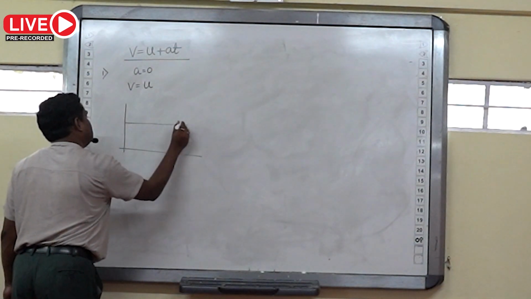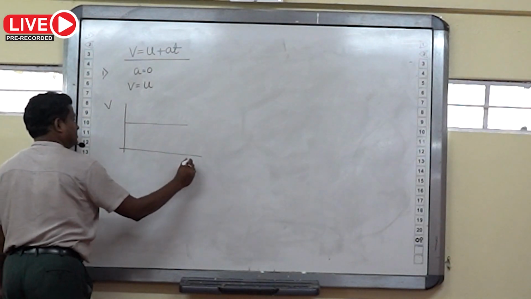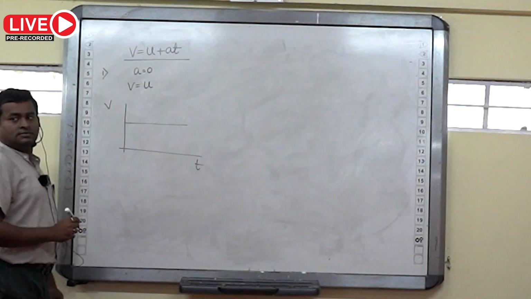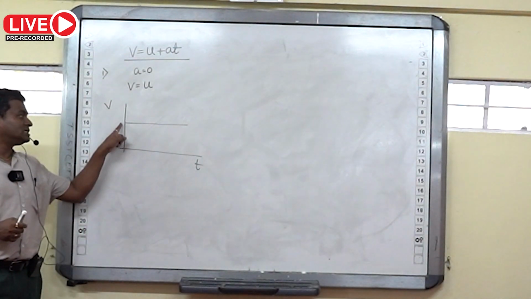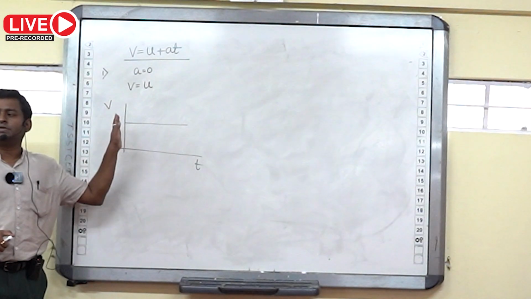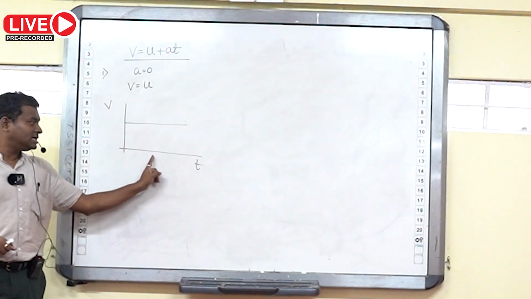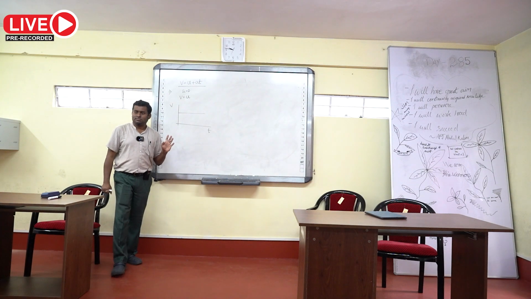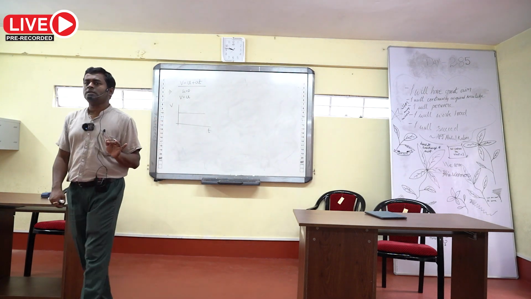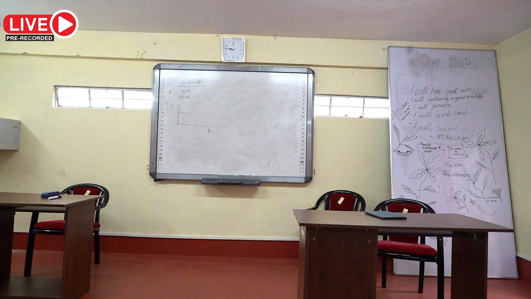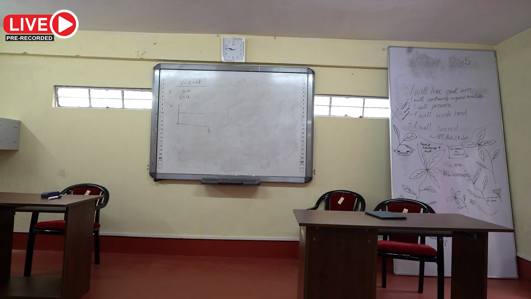So the graph will be like this, because once the velocity is u, it will not change with respect to time. Whatever the time, the velocity remains the same. So it is a horizontal line, a straight line parallel to the time axis. If acceleration is 0 and we are drawing a VT graph, V is not varying with time at all. So that is uniform velocity.